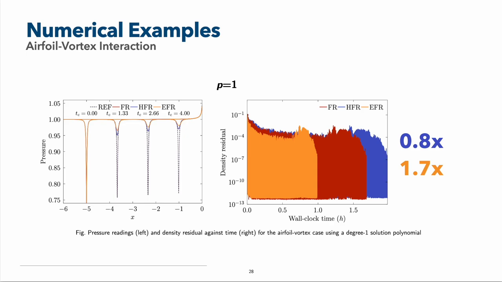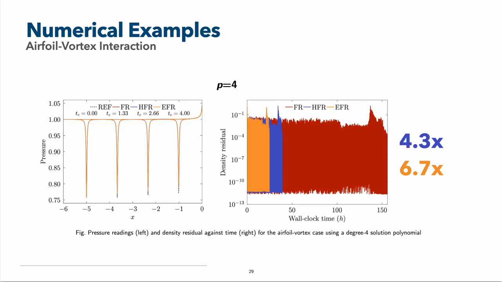For a polynomial degree of 1, pressure readings indicate additional numerical error for EFR compared to HFR and FR, which do not show a relatively significant difference. However, we observe that in terms of performance, EFR is already 1.7 times faster than conventional FR methods. In the case of HFR, the additional operations of hybridization counteract the effects of this polynomial degree, which end up with a slower simulation.